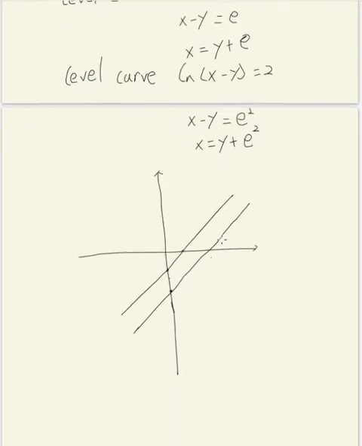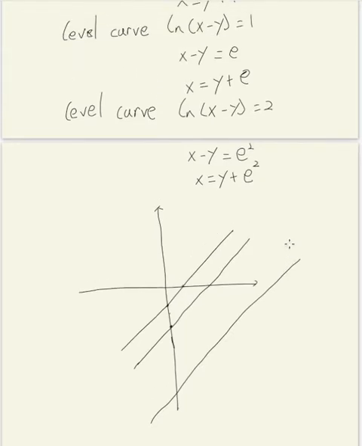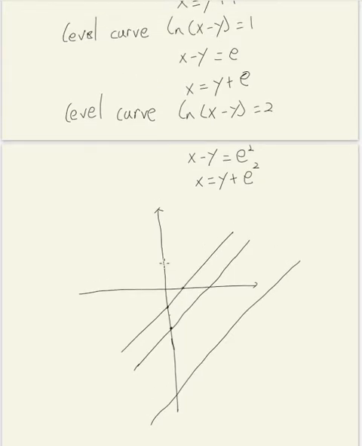So you will find that the distance between the third level curve and the second level curve is larger than the space between the second and the first one. So we see that the spacing between these two level curves should be larger than the spacing between these two. Okay, so that's the contour map of the second function.